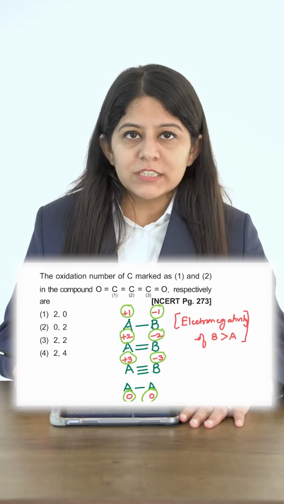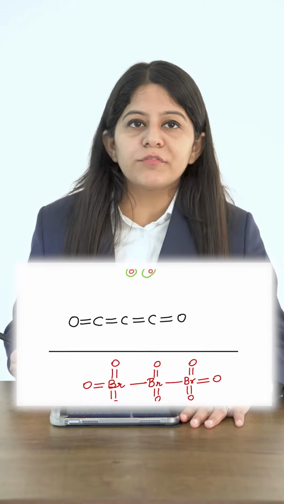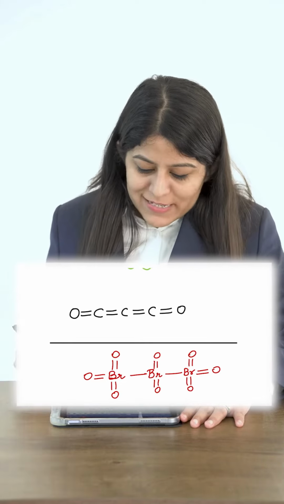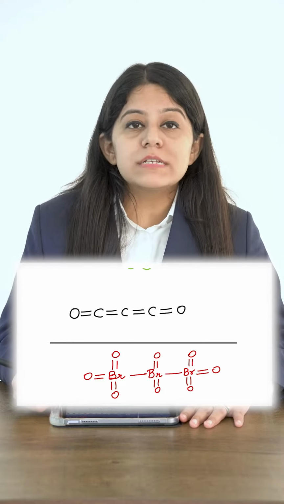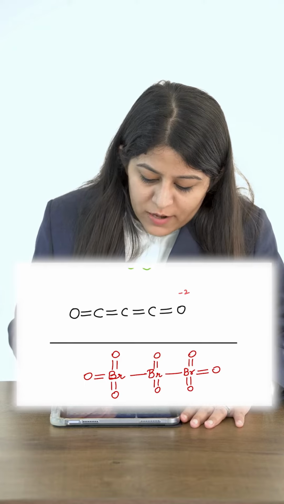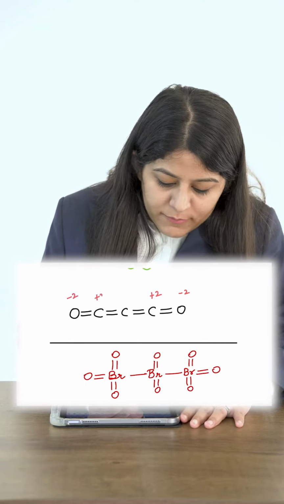Now let's see the question mentioned over here, in which we have to find the oxidation number of carbon in C3O2. Here you can see that there's a double bond between carbon and oxygen. Since oxygen is more electronegative than carbon, oxygen is having -2 and carbon is having +2. Again, you can see -2 and +2.